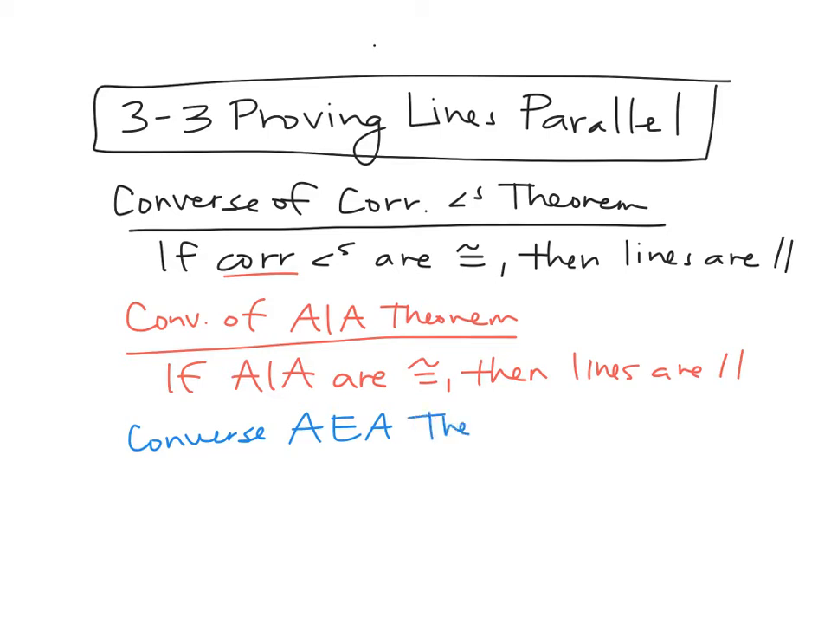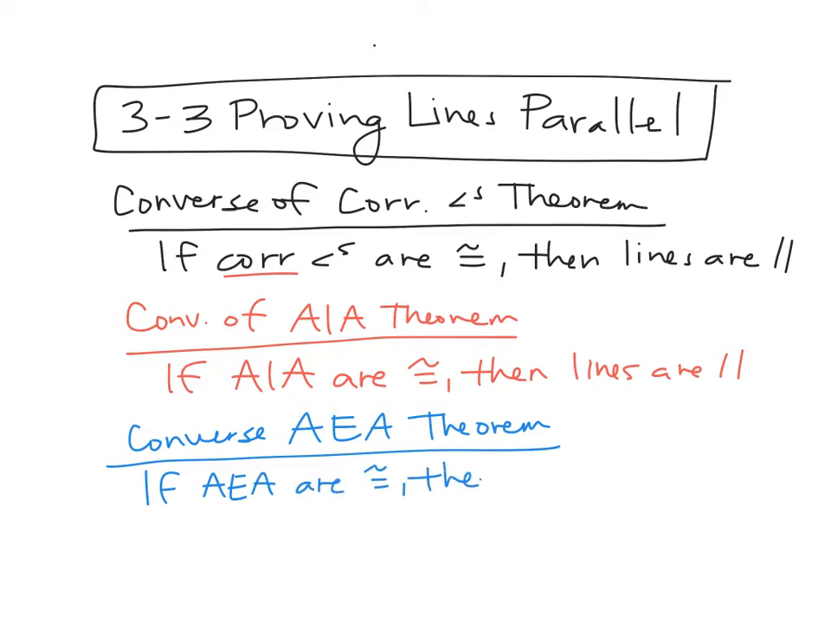But the converse of alternate exterior angles theorem says if alternate exterior angles are congruent, then the lines are parallel. Oops, not equal. God bless you. Okay, so those are the 3 that if the angles are congruent, then we know the lines are parallel.